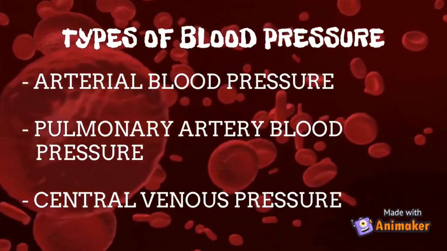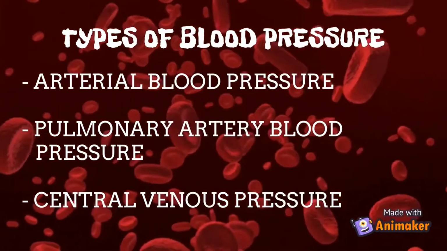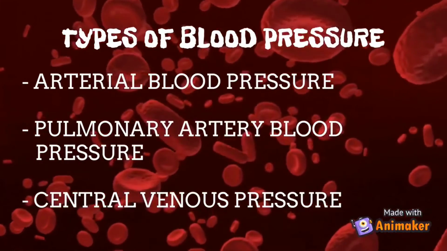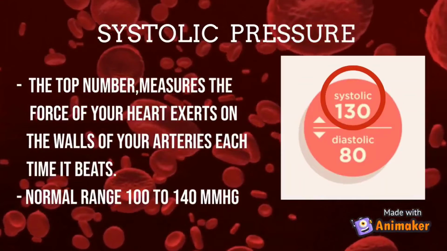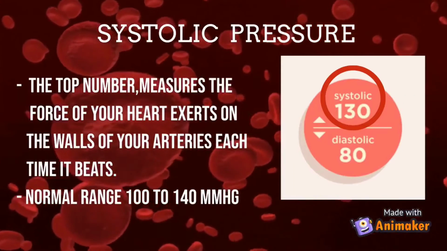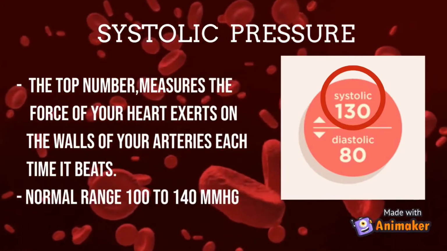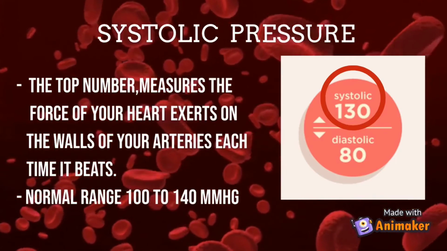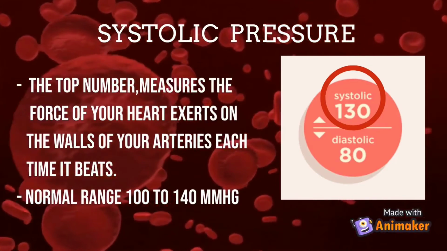There are three types of blood pressure. The first one is arterial blood pressure, the second one is pulmonary artery blood pressure, and the last one is central venous pressure. Systolic pressure. Systolic pressure is the top number, which measures the force your heart exerts on the walls of your arteries each time it beats. The normal range of systolic pressure is 100 to 140 mm of mercury.